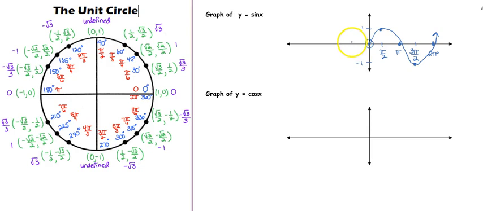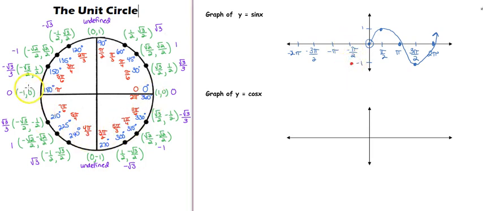Now I'm going to go 2 cycles. I'm also going to go the other direction. So one was clockwise, one is counterclockwise. So if I'm at a negative pi over 2, that's the same as 3 pi over 2, which gives me a sine value of a negative 1.